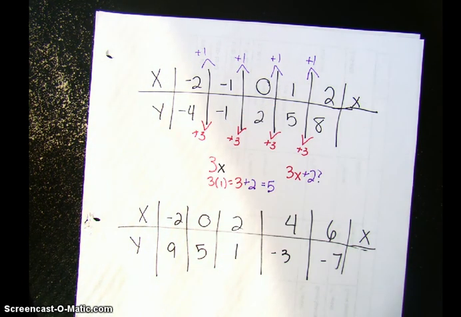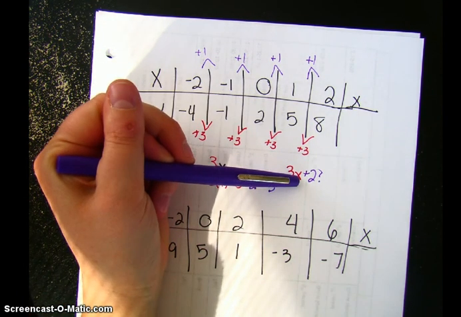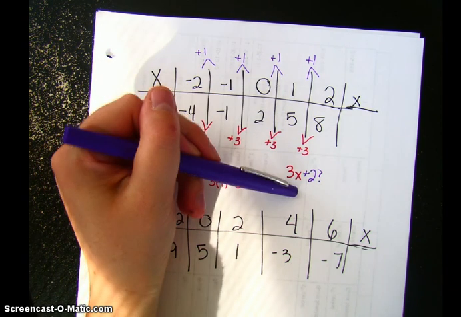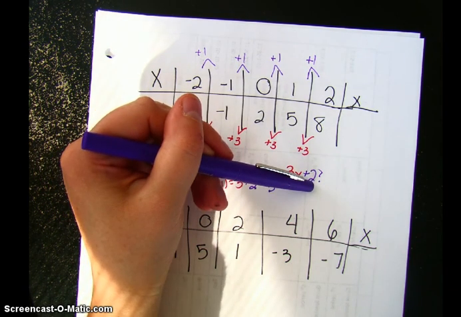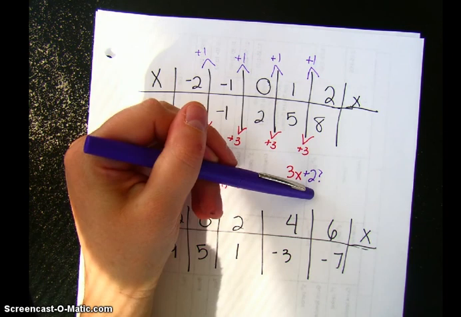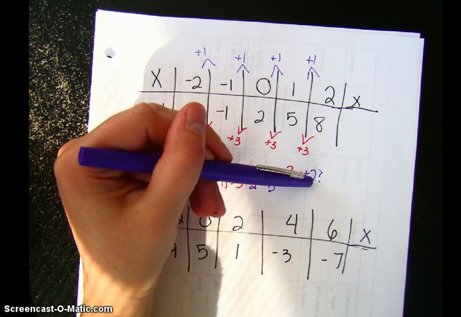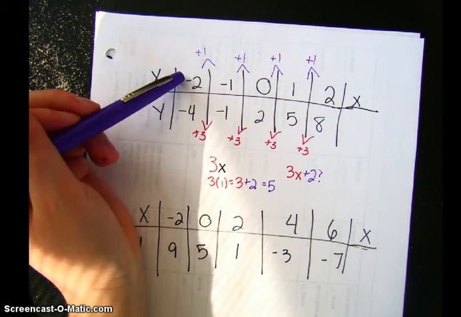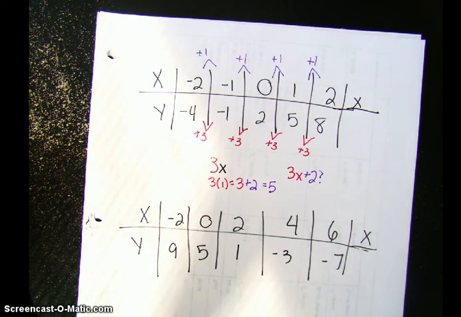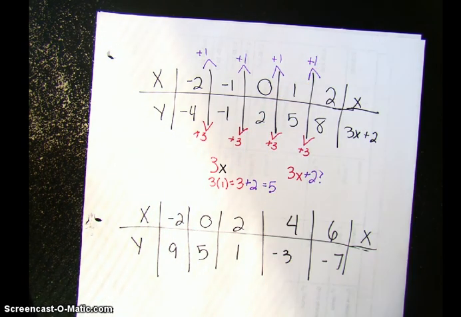Well, let's try it. Okay. If I have 3 times 2, that gives me 6, plus 2 gives me 8. Yes. Okay. 3 times 1 gives me 3, plus 2 gives me 5. Perfect. 3 times 0 gives me 0, plus 2 gives me 2. 3 times -1 gives me -3, plus 2 gives me -1. 3 times -2 gives me -6, plus 2 gives me -4. Okay, so it turns out our rule is indeed 3x plus 2.